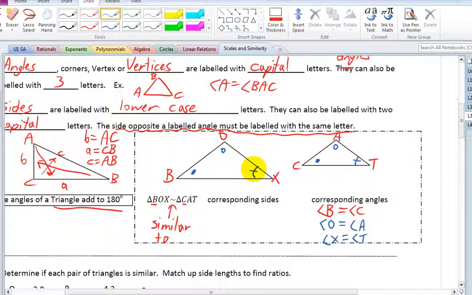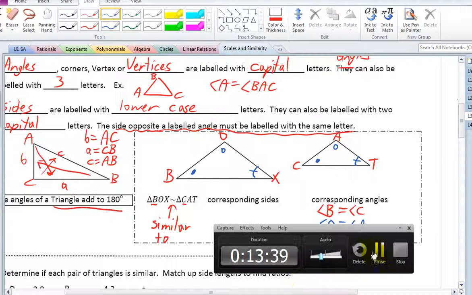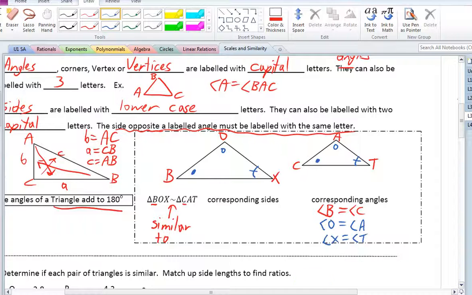Yeah, I know. So then we can also match up corresponding sides. We can do that from the name as well.